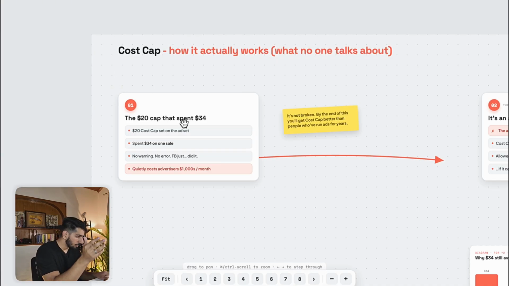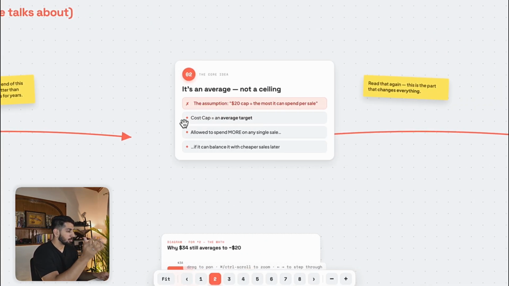So first and foremost, let's start with understanding what cost cap actually is. And I can tell you it's not what most beginners think. Here's the assumption that most beginners make.